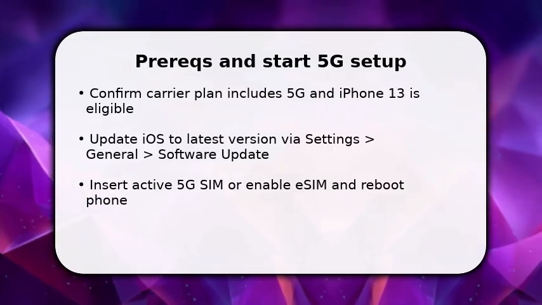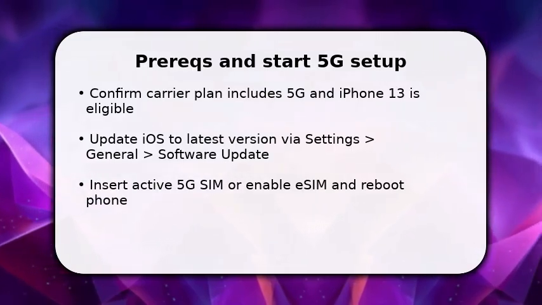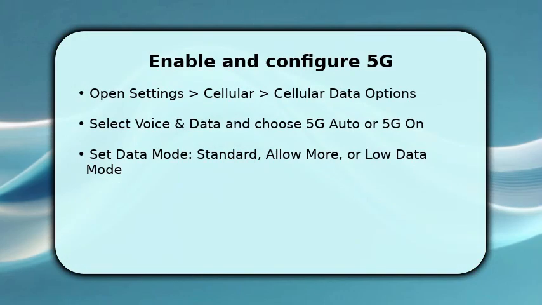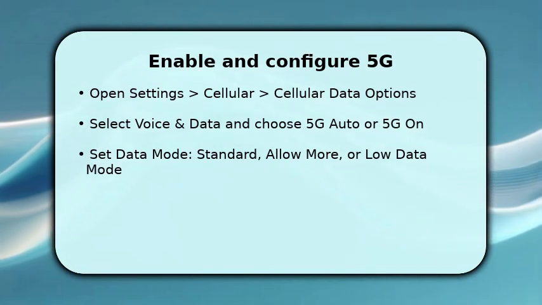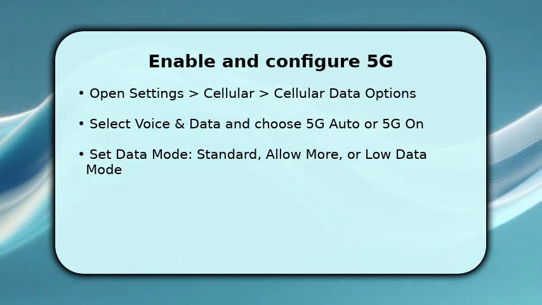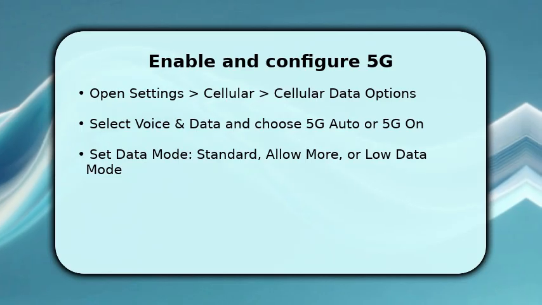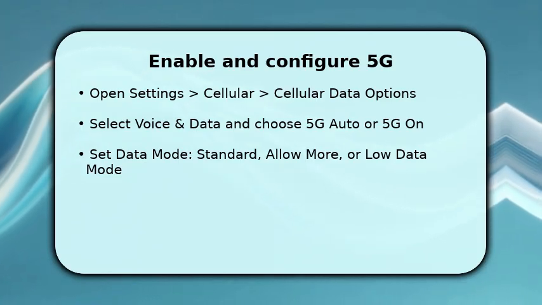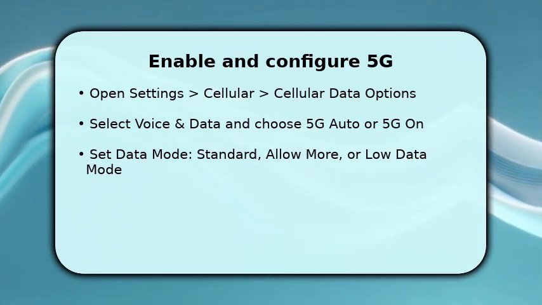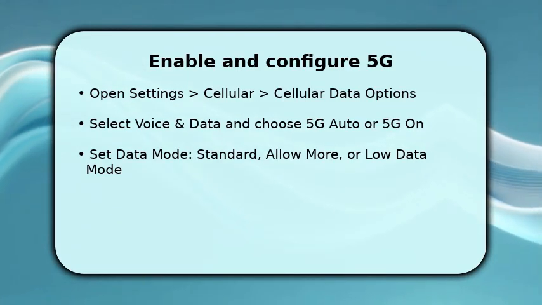Now move to enable 5G in cellular settings and check signal bars for 5G indicators. You now open Settings, tap Cellular, then Cellular Data Options to control how 5G behaves. Select Voice and Data and pick 5G Auto to balance battery life and speed, or 5G On to prioritize performance. Choose based on battery versus speed needs.